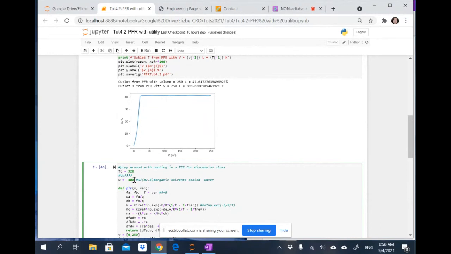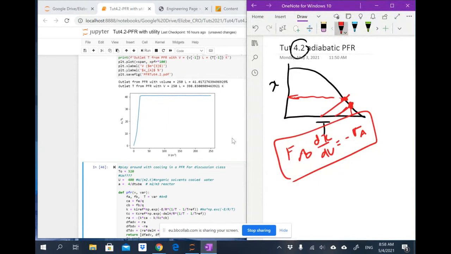Now I need the A value. The A value is the heat transfer area that I have in my reactor in meters squared per cubic meter reactor. And we derived a formula for that. We said that it is equal to 4 divided by the diameter of my tube. So let me just scribble a bit again, so let's just erase, big eraser.